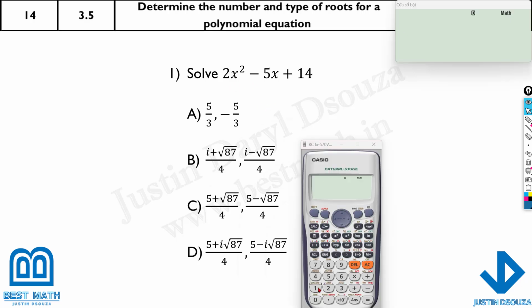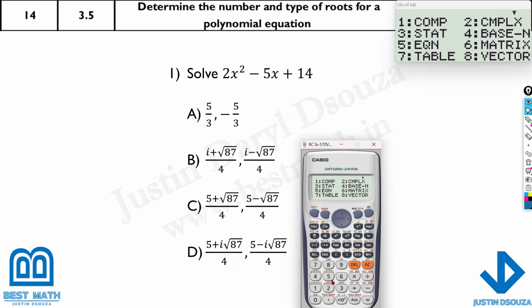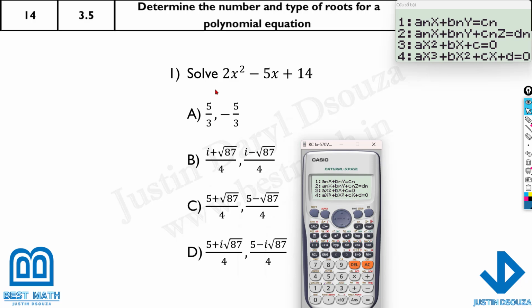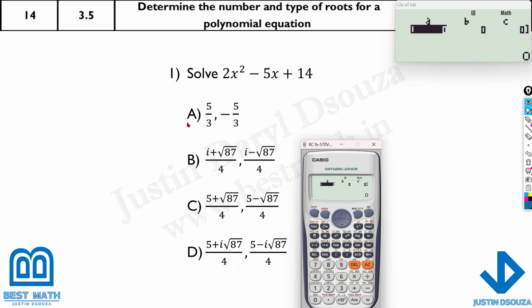Let us solve this. We have mode, and it's option 3. Why? Because this is quadratic. Only option 3 gives you the solution for quadratics. Now here we have the coefficients 2, minus 5 and 14. Here we go. The answer is 5 by 4 plus square root 84 i.